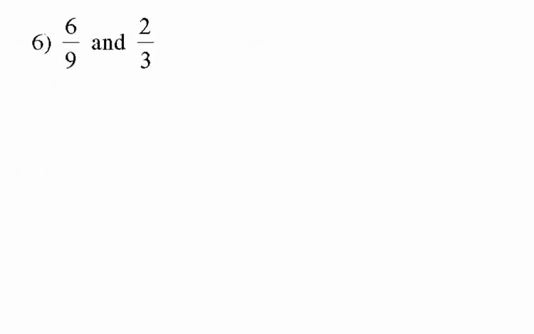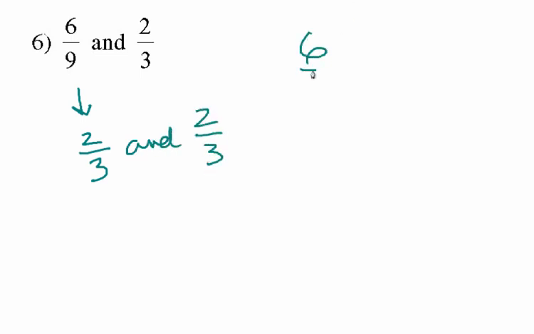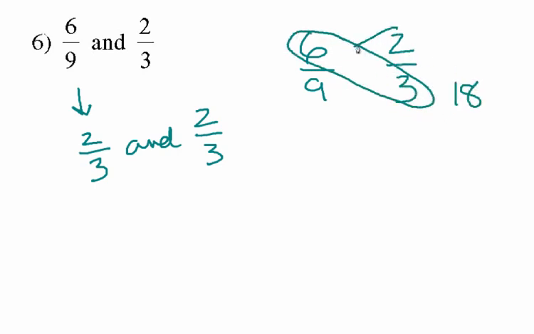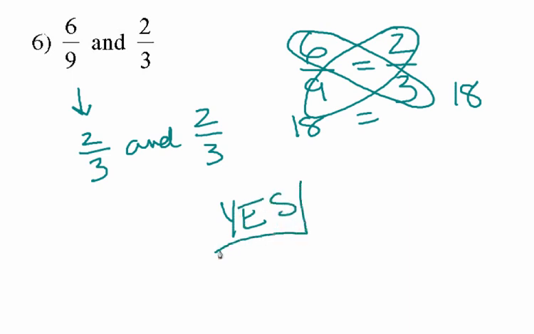Last but not least, we'll go to number 6. 6/9 and 2/3. 6/9, those are both divisible by 3. So we get 6 divided by 3 is 2, and 9 divided by 3 is 3. Aha! Right away, 2/3 and 2/3. Let's remember again that cross multiplication method should get us the same answer. 6 times 3 is 18. 9 times 2, also 18. So this works out. Yes, we have another pair of proportional ratios.